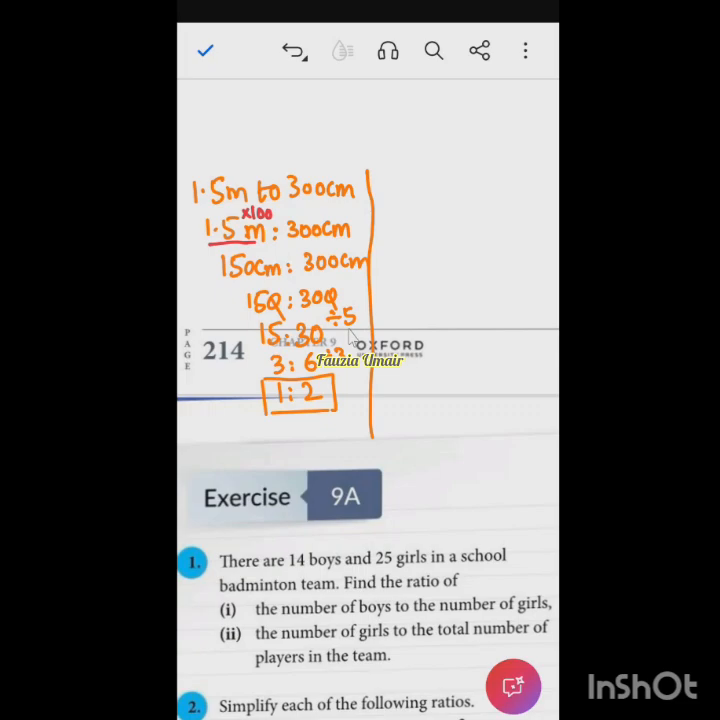Is it clear? Ma'am, in the third step, when there was 150 and 300, how did you cancel 10 with 10? We can cancel the zeros from both sides.